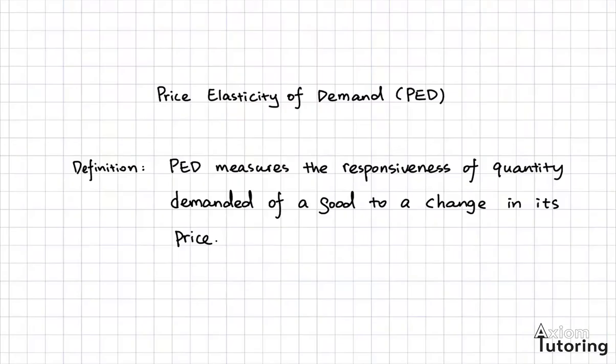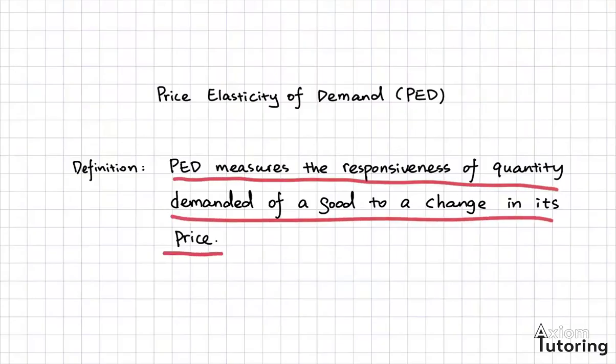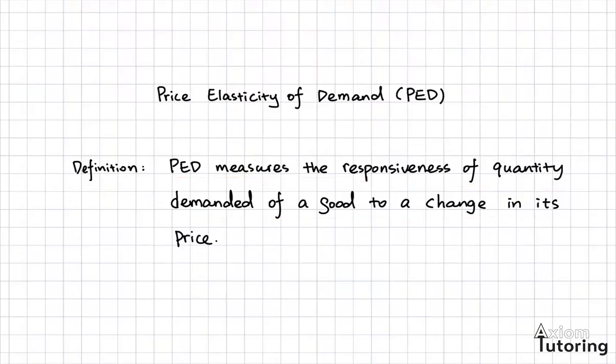Let's get started. Price elasticity of demand measures the degree of responsiveness of the quantity demanded of a good to a change in its price. So whenever the price of a good changes, PED tells us how strongly consumers react.